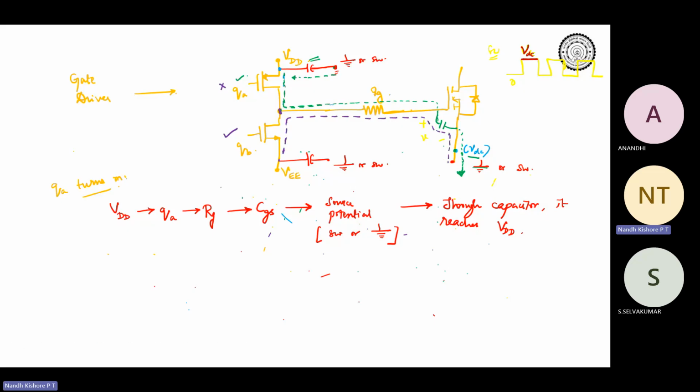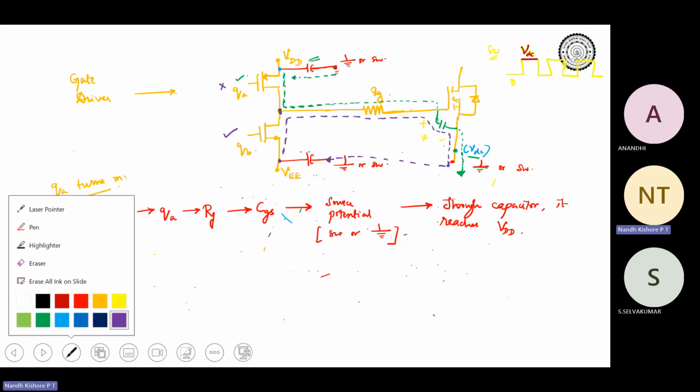Now as I was telling previously, this capacitor is connected between VEE and the switching node. So now we have reached the switching node, same point. So it will come back through this. Do you get this? Okay.